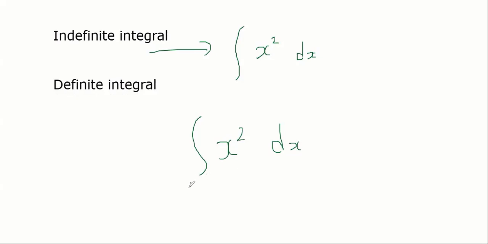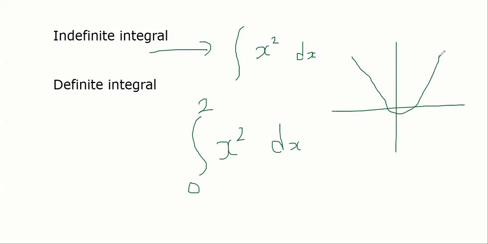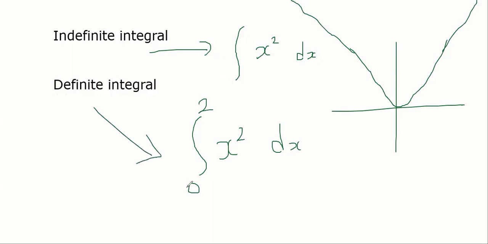If I say integrate from 0 to 2, suppose your function is y equal to x square, dx. Suppose that function is coming like this. It goes on infinitely, right? In an indefinite integral you integrate fully, but in a definite integral you integrate only between the limits. The value of x is 0 here and 2 here. You integrate between this and this only.